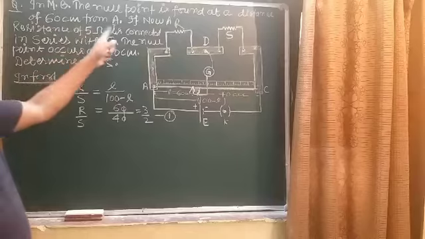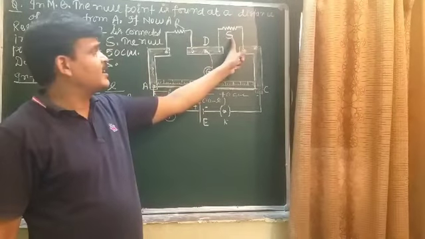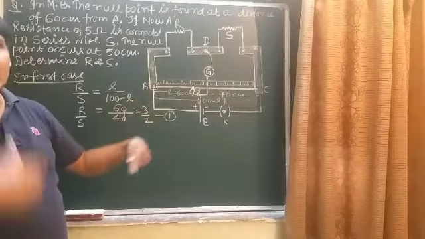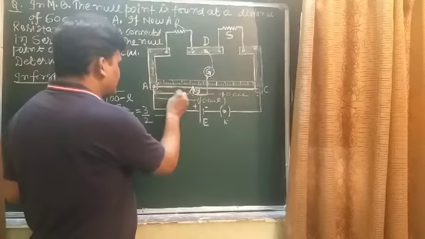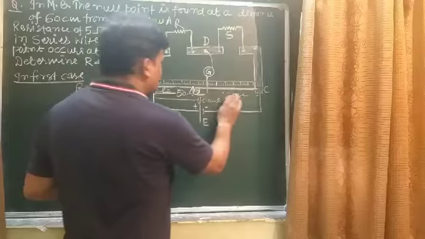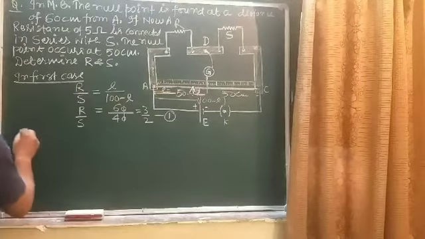And in the second case, when a 5 ohm resistance is connected in series with S, there will be no change in R, and next time the null point occurs at 50 from end A. So in the second case L equals 50, which means 100 minus L is also 50.